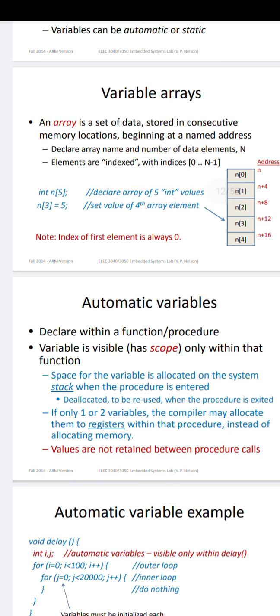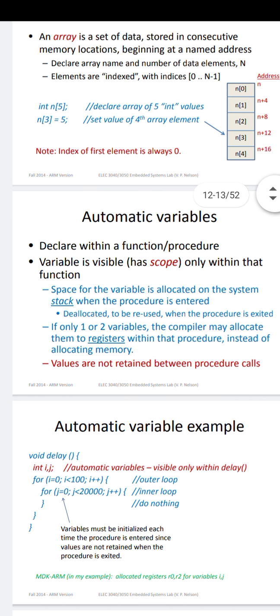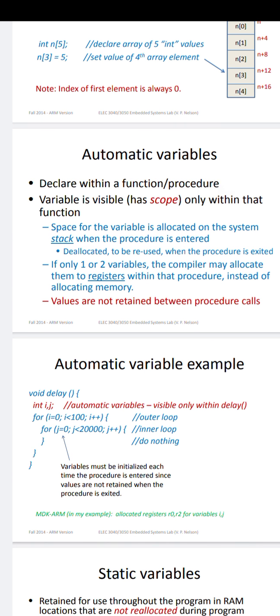Then automatic variables. Automatic variables are declared within functions and procedures, and the variable is visible only within that function. The space for these variables is allocated on the system stack when the procedure is entered, then deallocated to be reused when the procedure is exited. If there are only one or two variables, the compiler may allocate them to registers instead of allocating memory. Values are not retained between procedure calls.